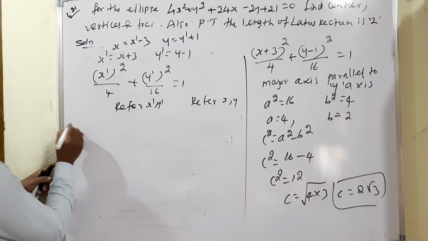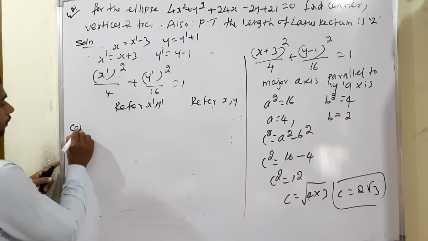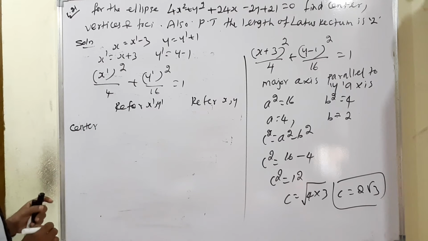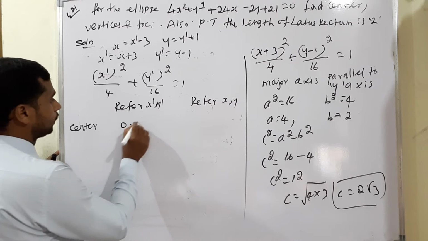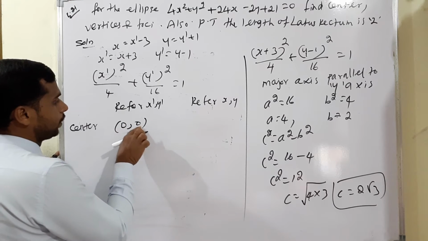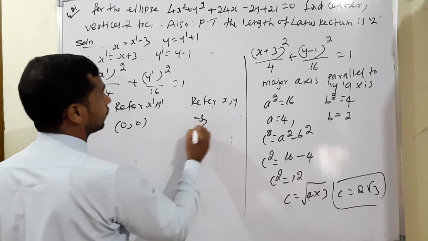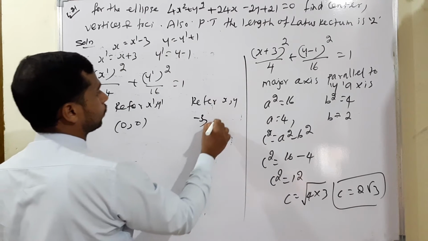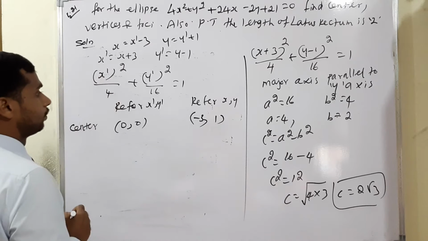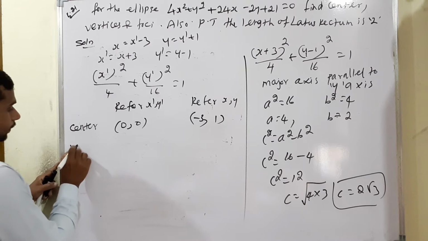First I am moving to find out the center. Center means 0 comma 0, isn't it? So 0 comma 0 means the x dash value will be 0, the y dash value also will be 0. So 0 minus 3 means minus 3 comma, and 0 plus 1 means 1. This is called the center of the ellipse. Second one, vertices.